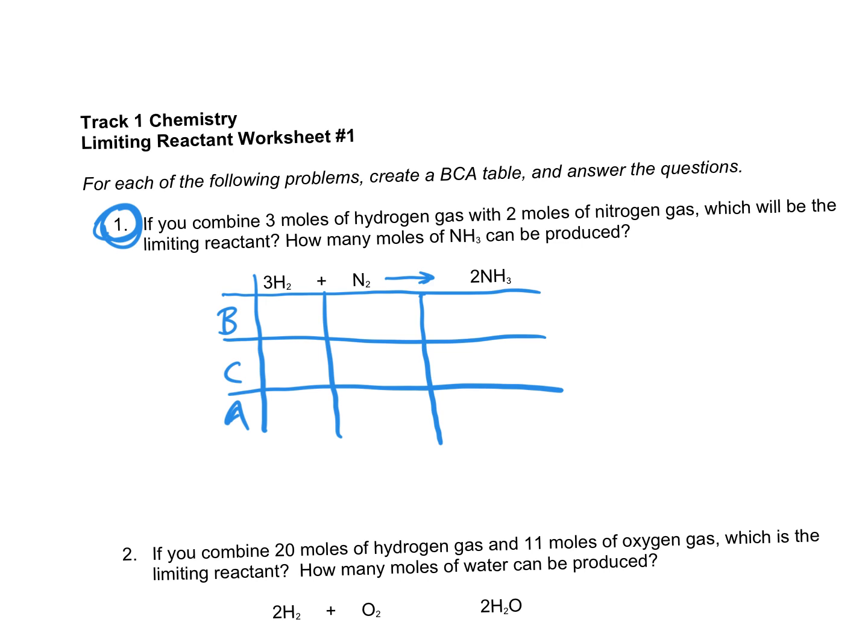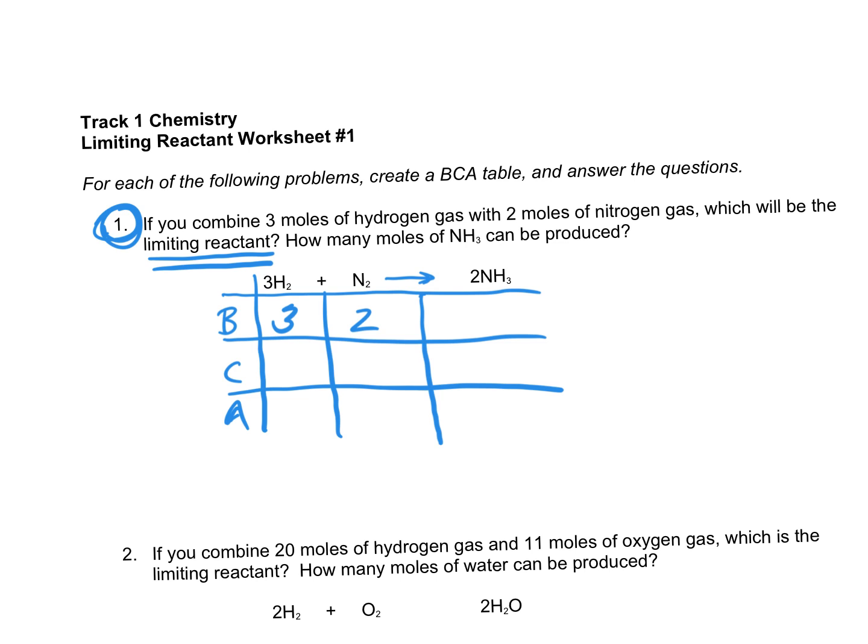So here it is. You are combining 3 moles of hydrogen with 2 moles of nitrogen, okay? Which will be the limiting reactant? Okay, now what does that mean? What we need to find out is which ingredient is going to run out first. When we run out of one of these ingredients, the reaction stops. That one ingredient that we run out of is called the limiting reactant.